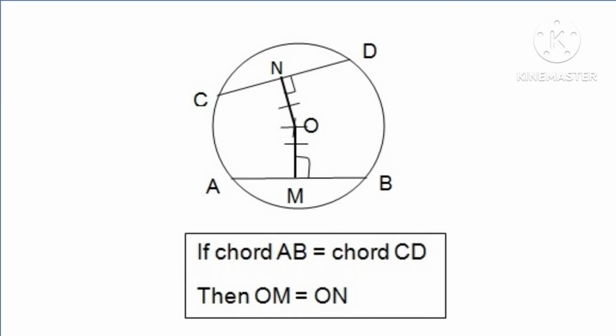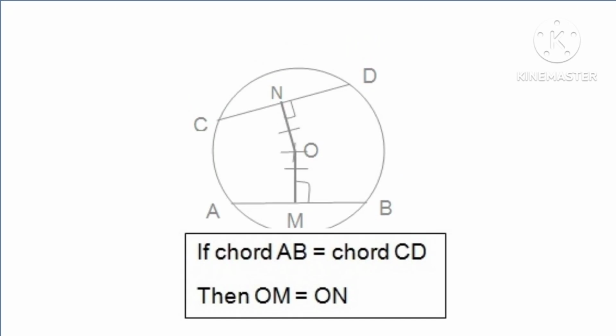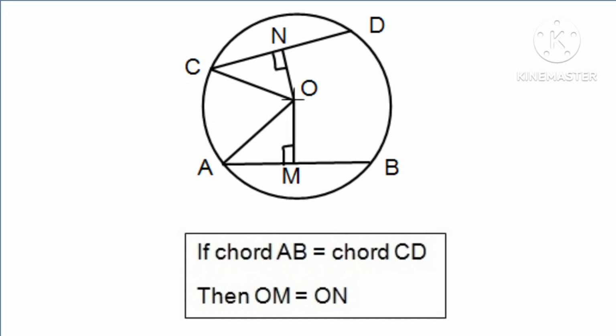Referring to the figure, we have to prove that OM is equal to ON. For this, draw OA and OC. You can prove that triangles OAM and OCN are congruent by the RHS rule. Therefore, OM is equal to ON. Remember all these points carefully so that you can make use of them for solving the problems.